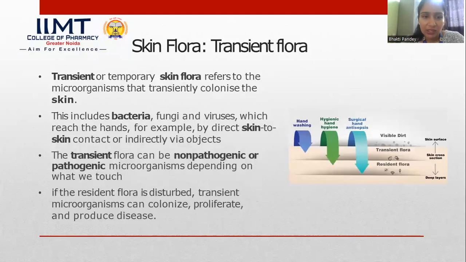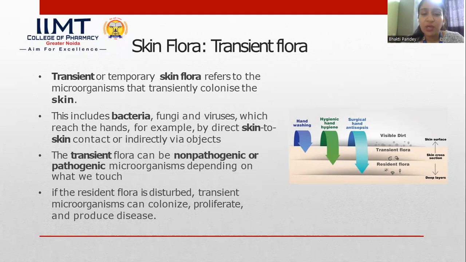Then the transient flora is known as the temporary flora of the skin that easily colonizes when the resident flora becomes weaker. This includes bacteria, fungus, and viruses, which reach the hand, for example, by direct skin to skin contact and via direct or indirect contact with any object. Transient flora can be non-pathogenic as well as pathogenic, depending upon the microorganism and upon what we are touching.